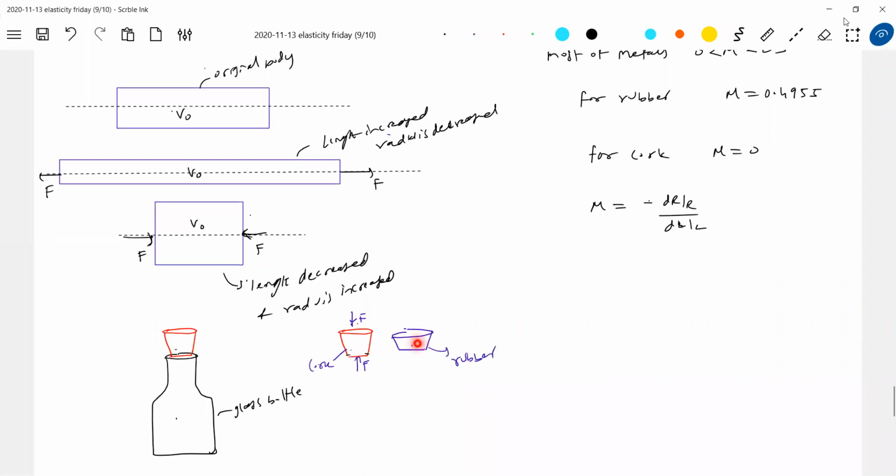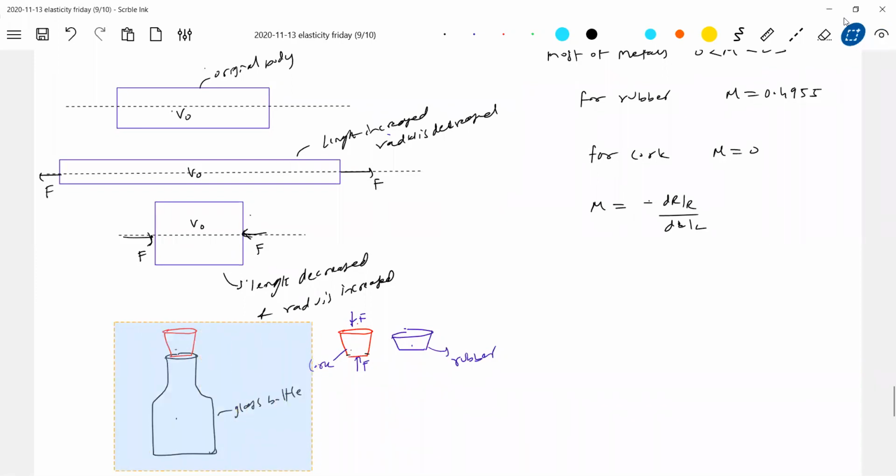Okay, look at this one. If you bring the rubber here and place it, if you try to push it in, you're trying to decrease the length. This force will come from the side walls of the bottle. So there is compressive stress, length decreases, radius will increase. Once the radius increases, how does this rubber go in? This rubber cannot go.